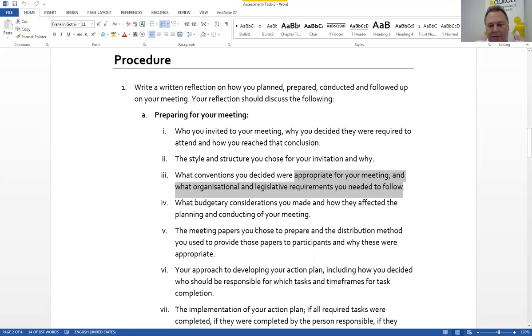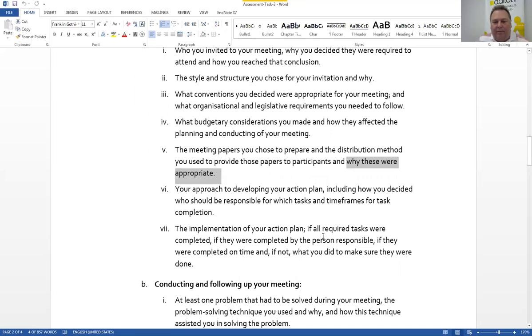The meeting papers you choose to prepare, appendix 1 and 2, and within the document, the long ADEPT-L document, and the distribution method you used to provide those papers to participants, and why these were appropriate. Well, why did you choose a letter rather than an email? Why was a memo used rather than perhaps a letter or an email?